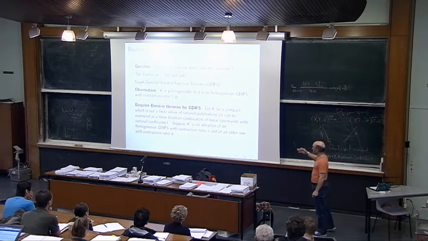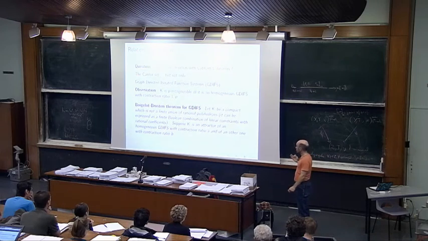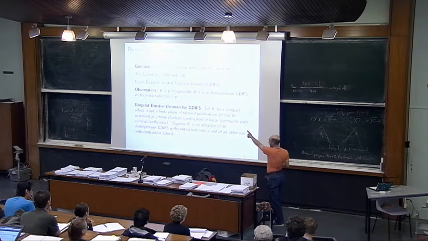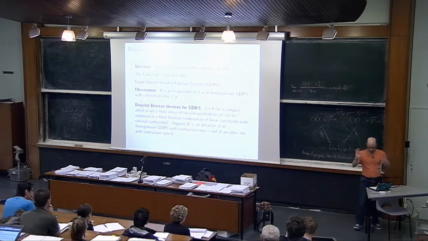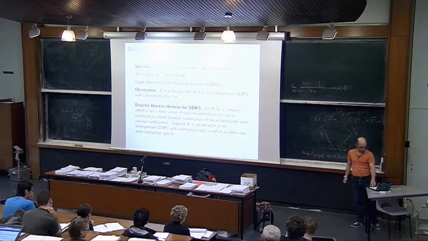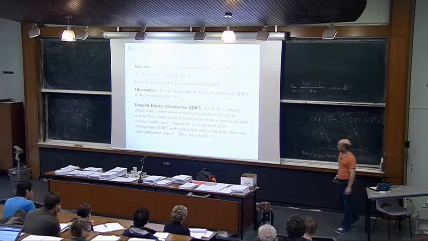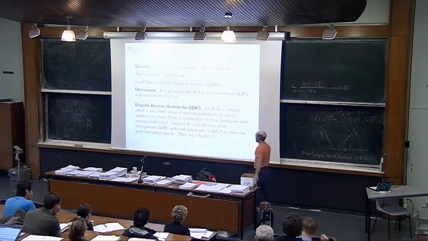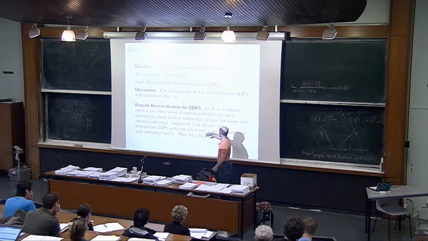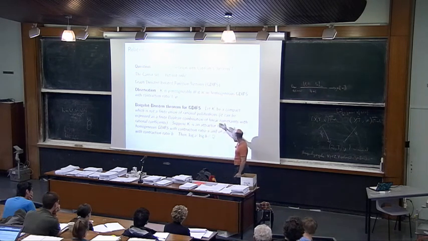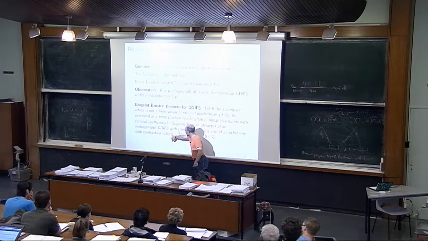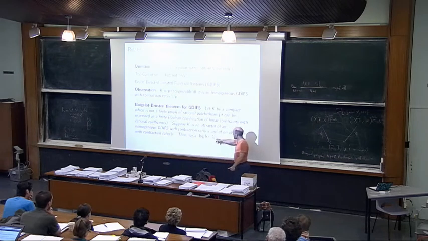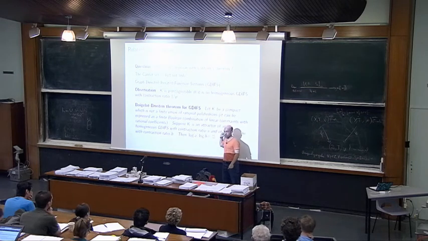So suppose K is an attractor of a homogeneous, yes, and here it's homogeneous all the time, GDIFS, which is, by the observation, equivalent to being recognizable. So you just translate. With construction ratio A, and suppose you are also constructed by another GDIFS with ratio B, then you have this. And in fact, you have a converse also.